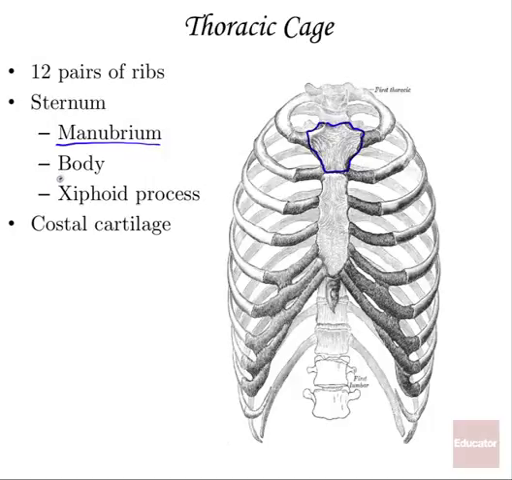The body is the major part of the sternum, where a lot of ribs, their cartilage rather, is articulating with it. And that's the major part of the sternum that we're familiar with. And then finally, the xiphoid process. This little guy seems very insignificant, but there's a major application with CPR when it comes to this bone.